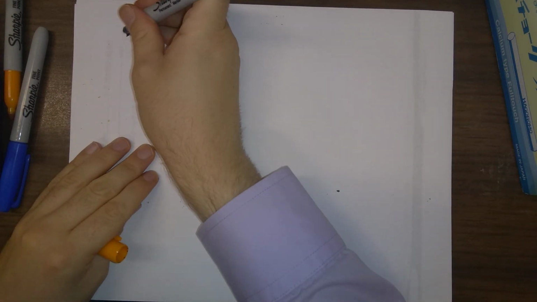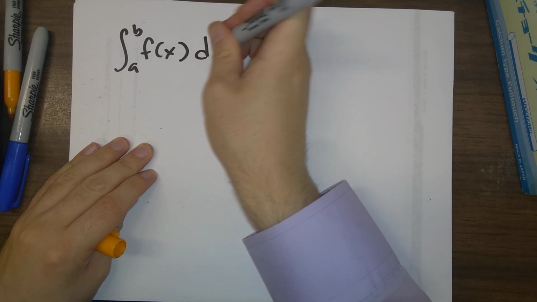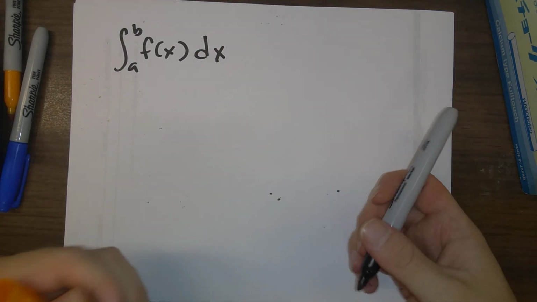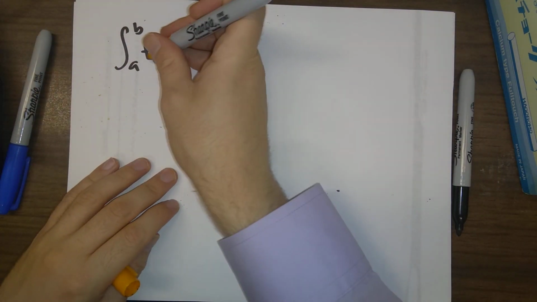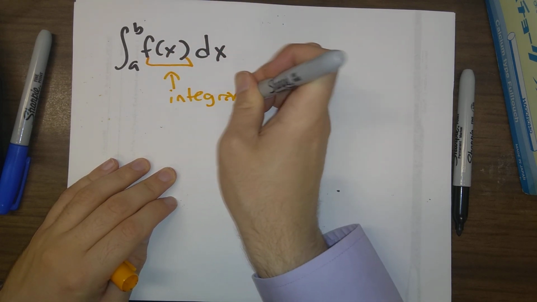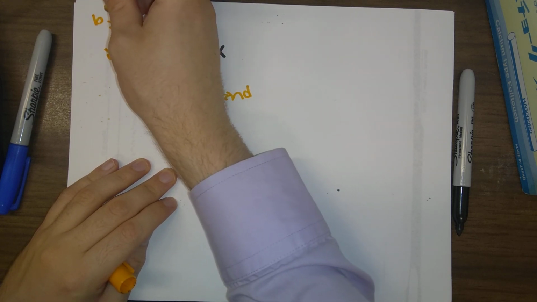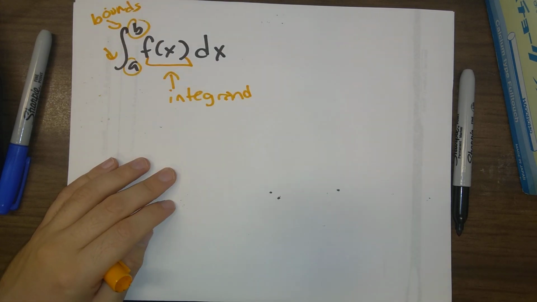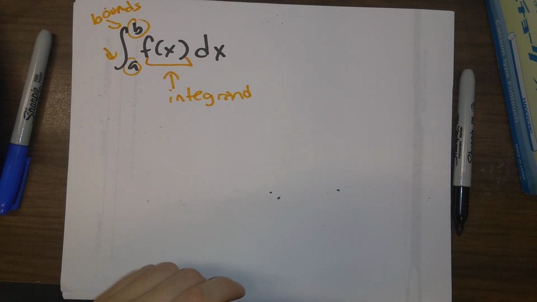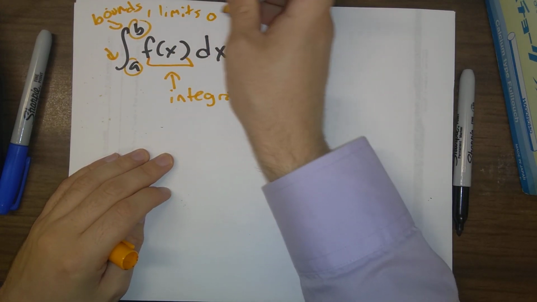We should say some notation here, some commentary. Integral from a to b of f of x dx, we can just call an integral. f of x dx is what we call the integrand. A and b are what I would call bounds on our integral, or sometimes, I guess the textbook prefers, limits of integration.